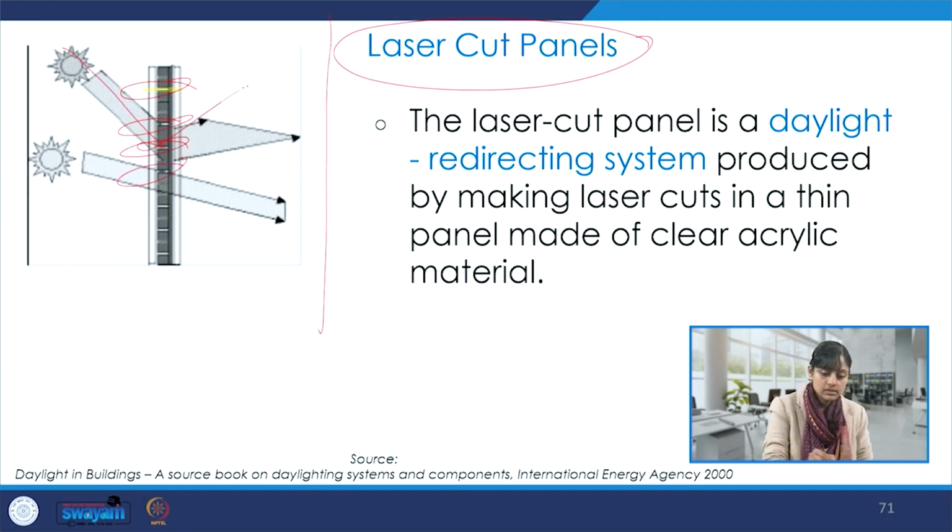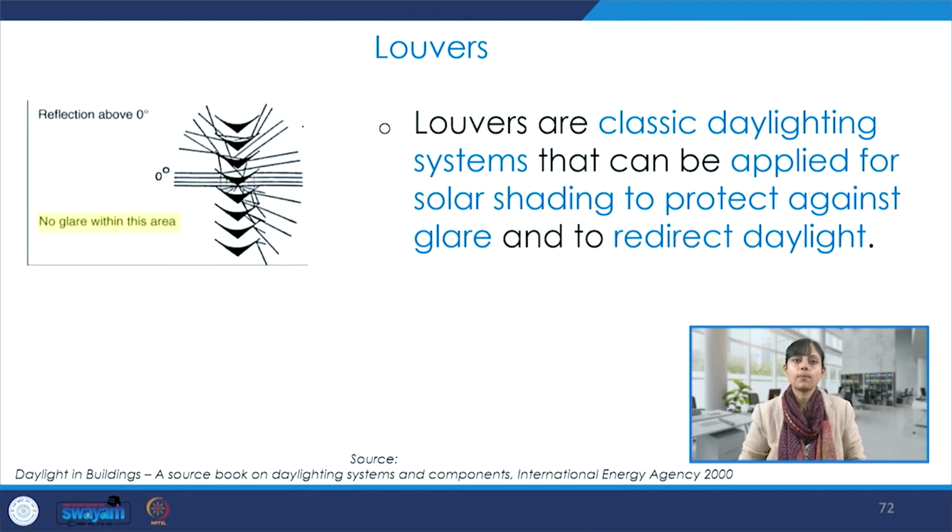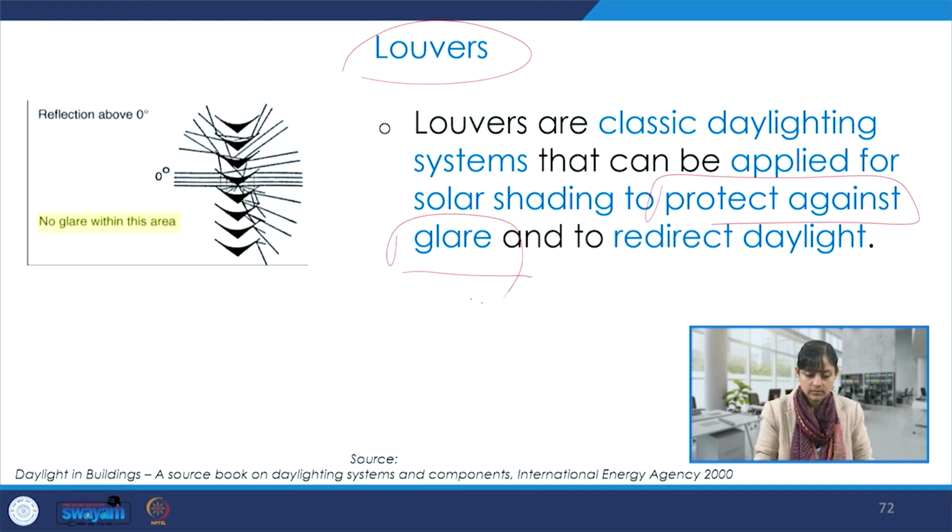So these are the cuts. Then there are louvers. Louvers are classic daylighting systems that can be applied for solar shading to protect against glare and to redirect daylight. These are the louvers, and there is no glare within this area.